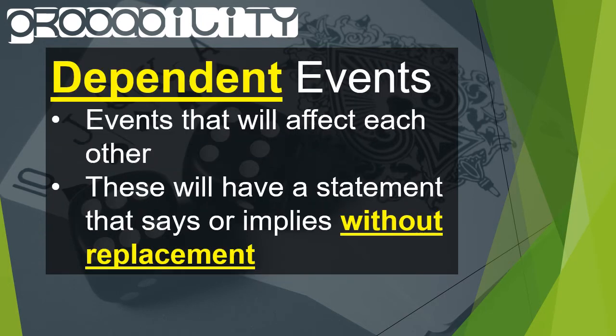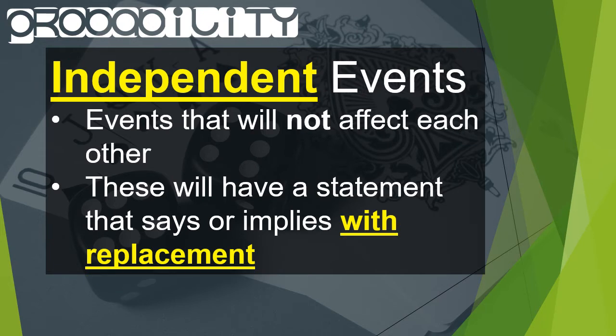The ones that affect each other are called dependent events. Say we have a deck of playing cards, and you want to make two guesses. You take one card out, but then you keep it out. That affects what's going to happen in the second event. You want to highlight this in your notes. These will have a statement in them that tells you that you do not replace what you took out of the first event.